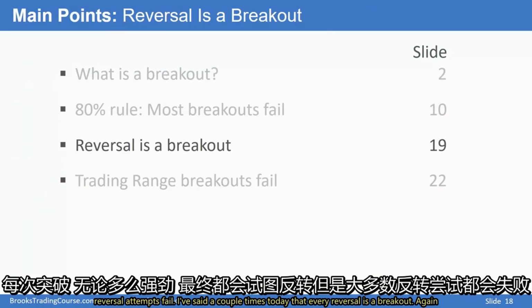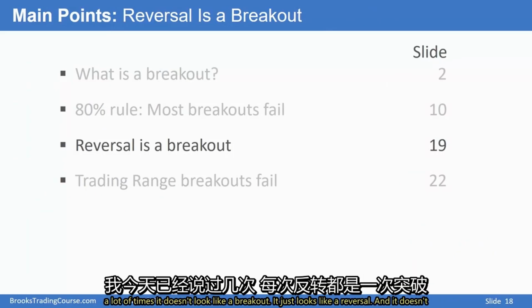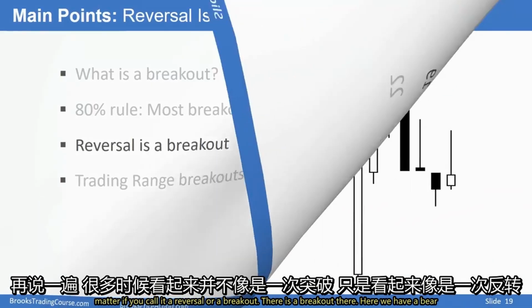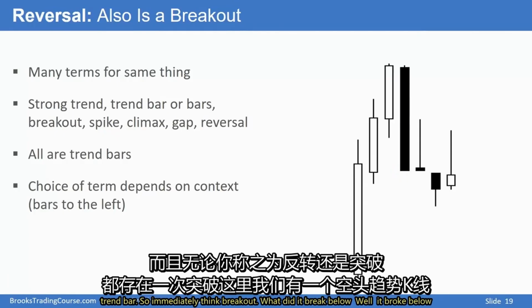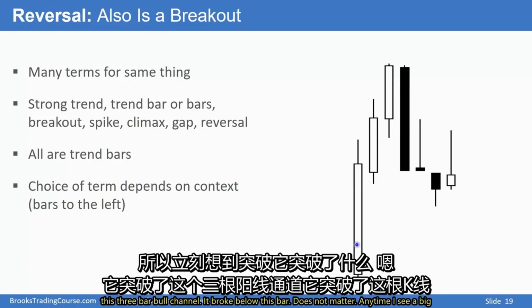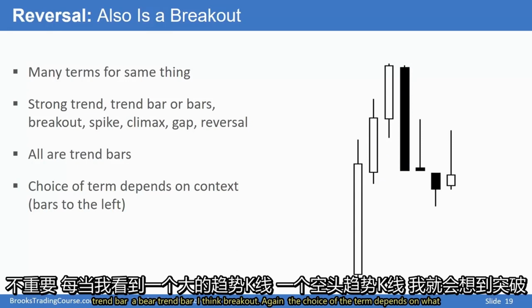I've said a couple times today that every reversal is a breakout. Again, a lot of times it doesn't look like a breakout, it just looks like a reversal. And it doesn't matter if you call it a reversal or a breakout, there is a breakout there. Here we have a bear trend bar, so immediately think breakout. What did it break below? Well, it broke below this 3-bar bull channel. It broke below the low of this bar. Does not matter. Anytime I see a big bear trend bar, I think breakout.